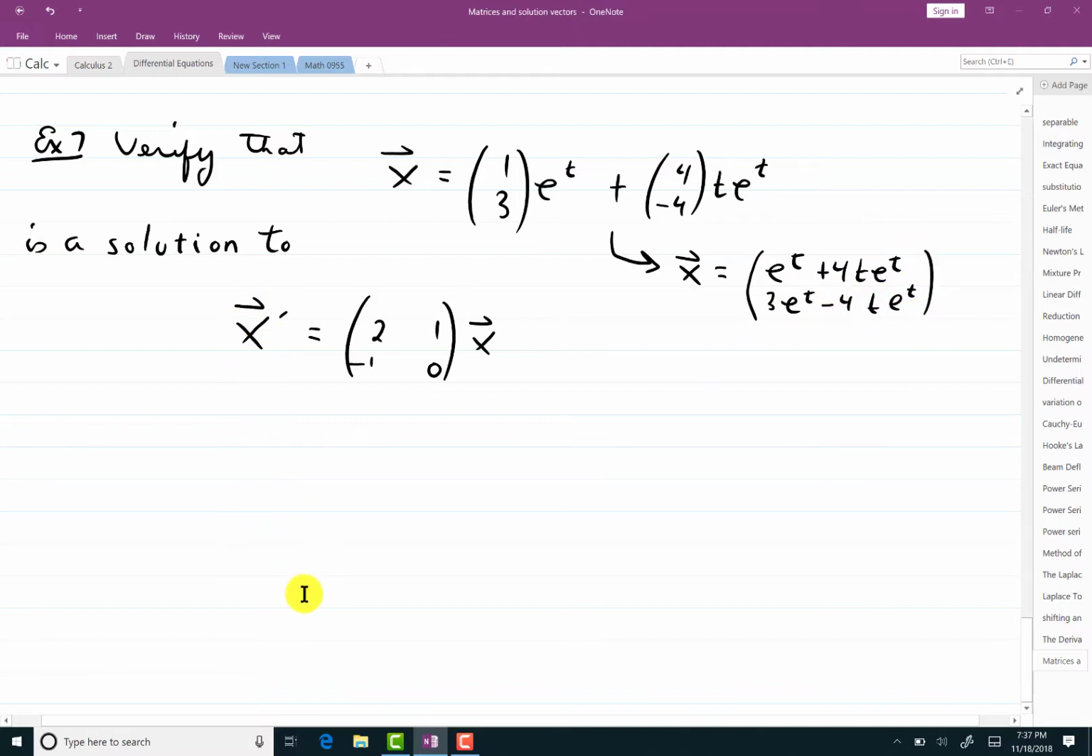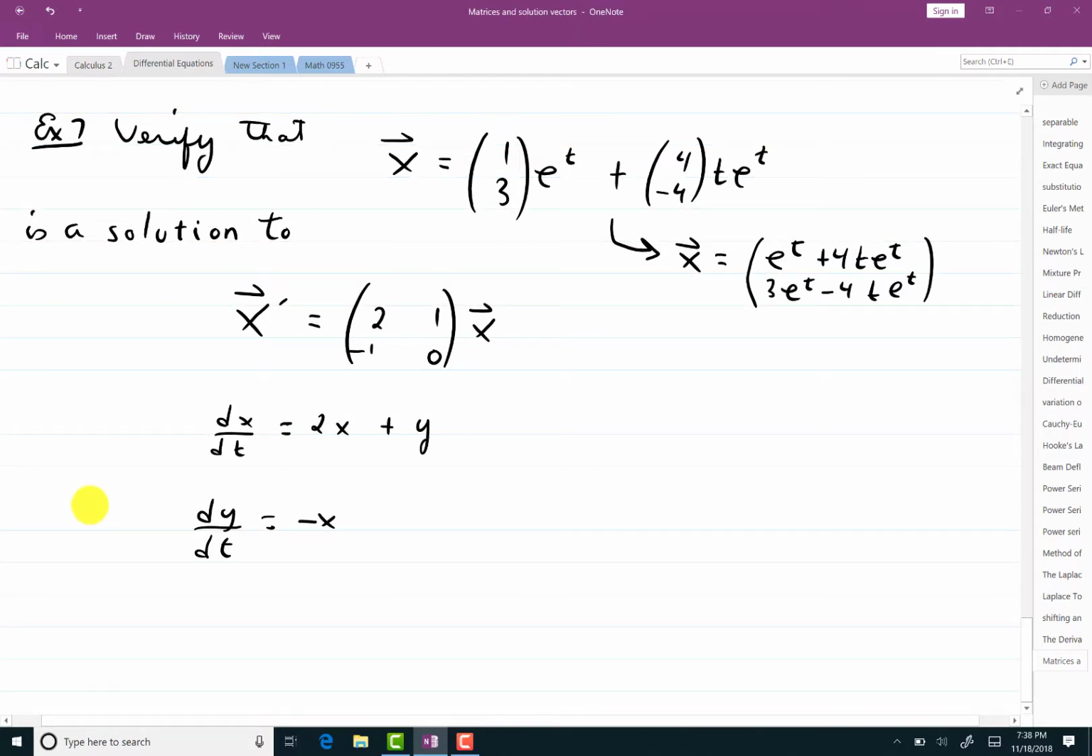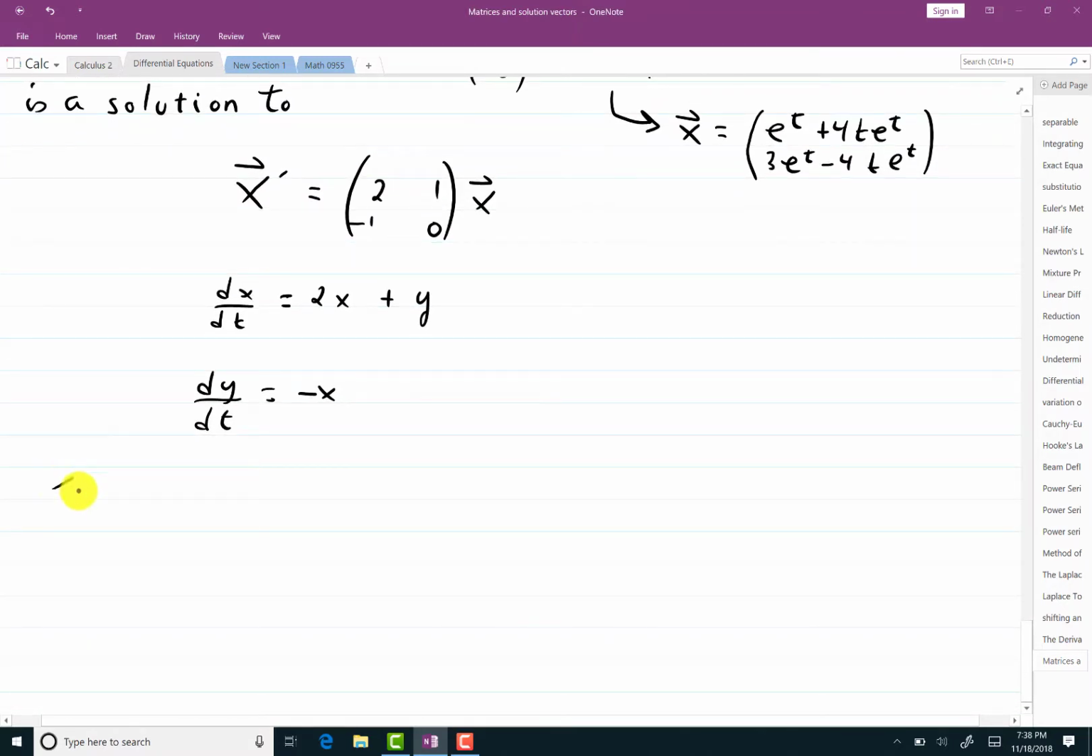The left side I can represent as dx over dt, dy over dt. This is a system of equations. On the right hand side, I'll get 2x plus y. And on the right side down here, I'll get negative x. And then let's see what happens here. My x portion, my x that I'll use will be e to the t plus 4t e to the t. And I want to make sure that works in both of the equations as well, and plug in the y also. So let's go ahead and start with the derivative of that.